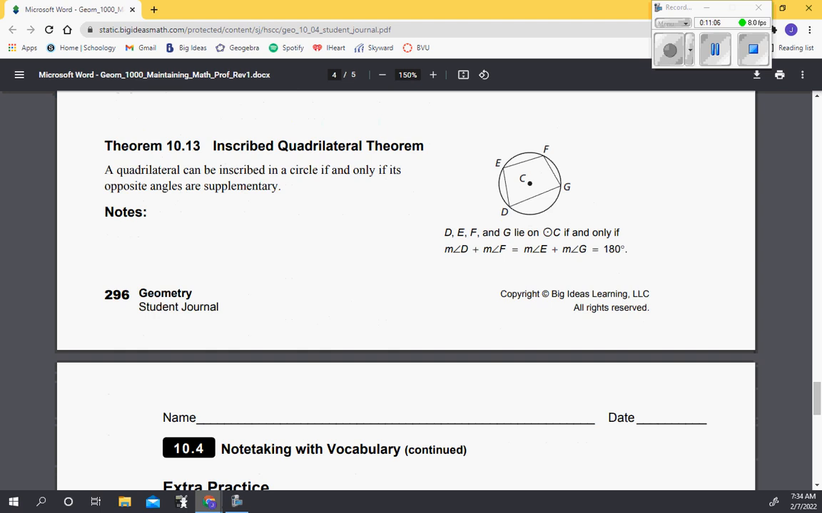And the last theorem here. A quadrilateral can be inscribed in a circle if and only if its opposite angles are supplementary. Okay, so quadrilateral, you have to know what quadrilateral is. That's 4 sides. So any four-sided shape that is inscribed in a circle, its opposite angles have to be supplementary.